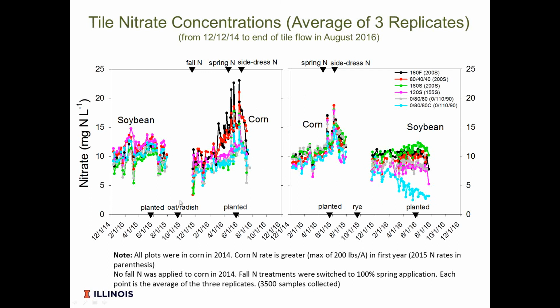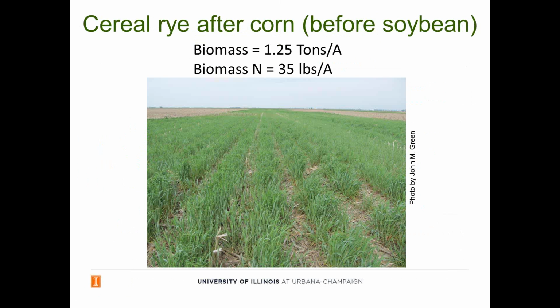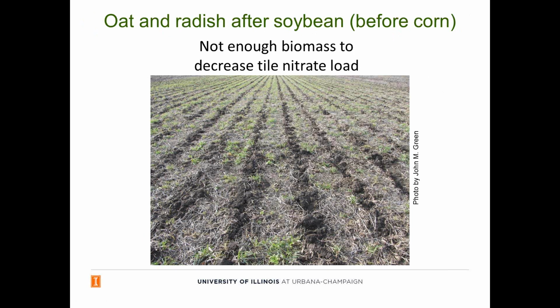I do want to point out right here that we did plant oat and radish, and we haven't seen any effect on tile nitrate load from the oat and radish. It just hasn't grown enough for us. Now here's what the cereal rye after corn looked like. This is very good biomass production. And we had this in 2016 and 2017. We had about 35 pounds of nitrogen in that above ground biomass. So we'll have to see what kind of load reduction that produced later in this talk. And there's our oat and radish, just not getting the establishment we had desired.